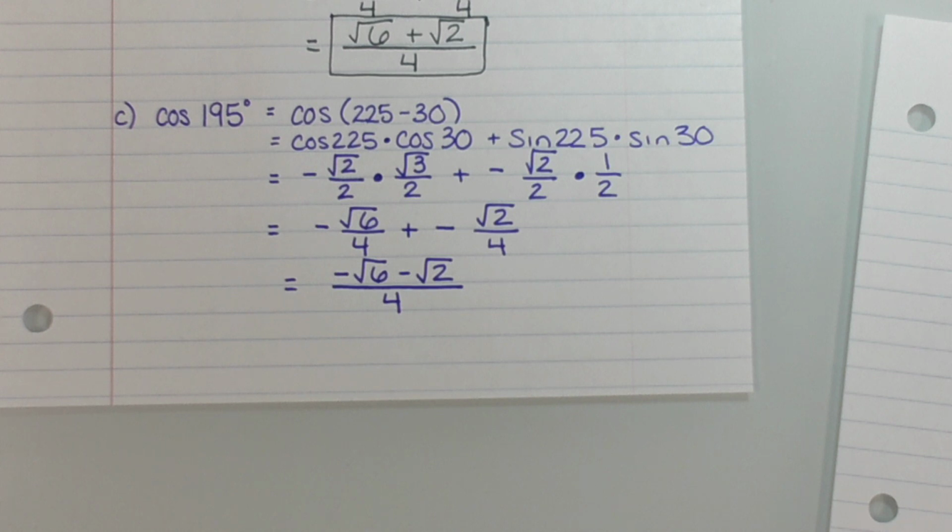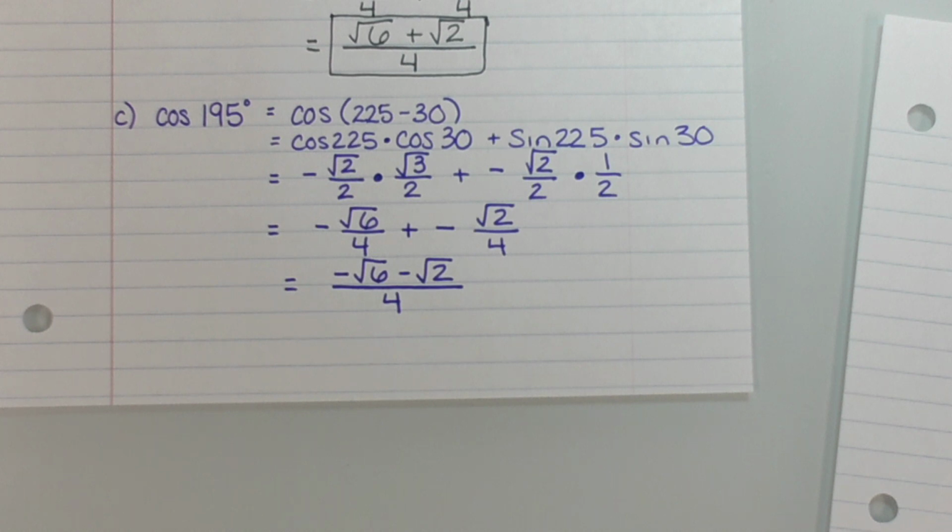Negative square root of 2 over 2 times cosine of 30 degrees, square root of 3 over 2 plus sine of 225, negative square root of 2 over 2 times cosine of 30 degrees. Did I write cosine? That's not supposed to be cosine, is it? I was saying sine and cosine too much as I was writing it. Let's try that again. Sine of 30 degrees, 1/2. Multiply those. What do I get? Negative square root of 6 over 4. Multiply those. I get? Negative root 2 over 4.